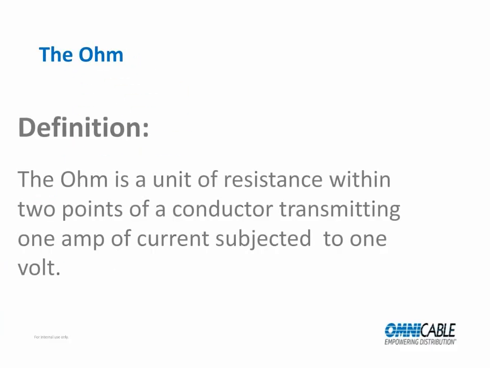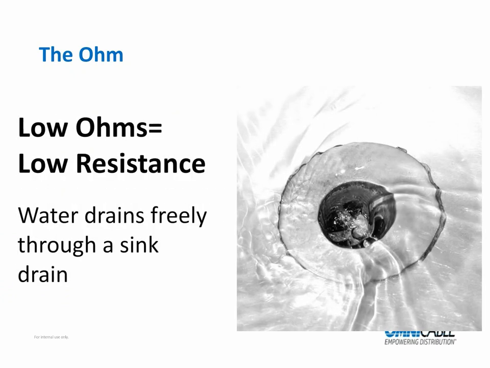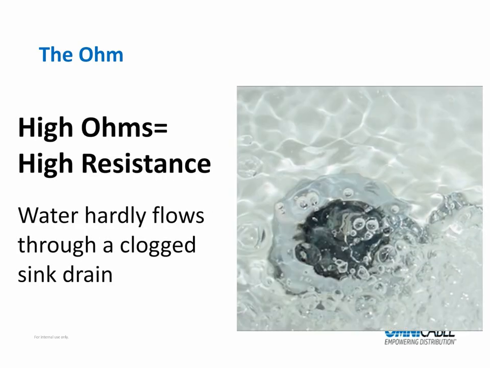The ohm is a unit of resistance within 2 points of a conductor transmitting 1 amp of current subjected to 1 volt. Low ohms is low resistance, like this water draining freely through a sink drain, and high ohms is high resistance, like water slowly draining out of a clogged sink.